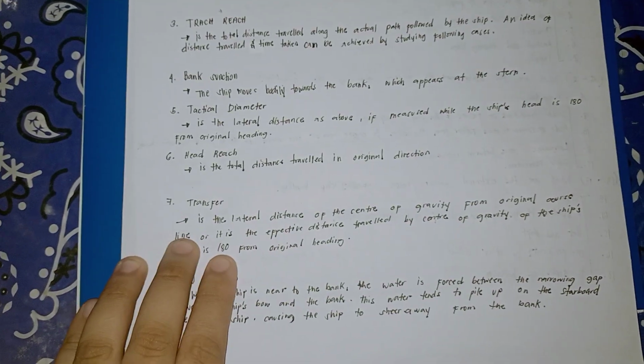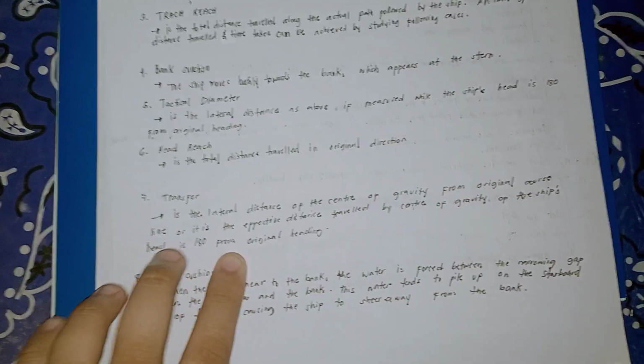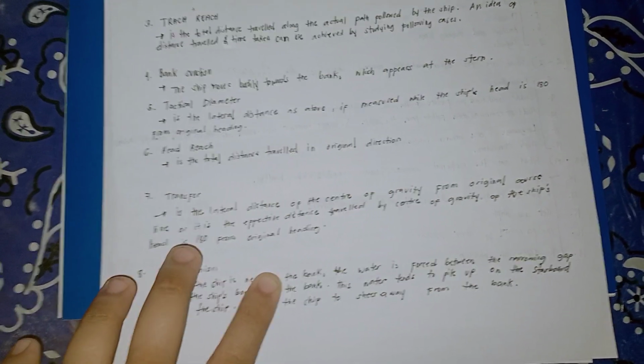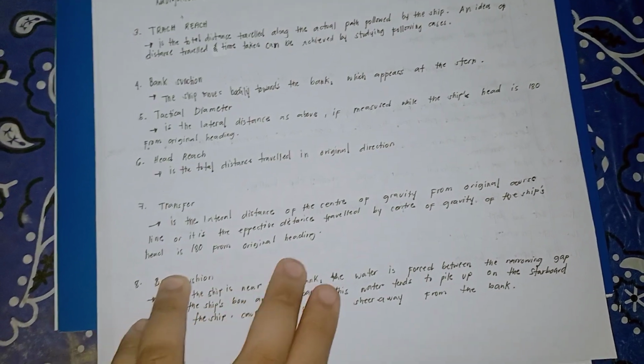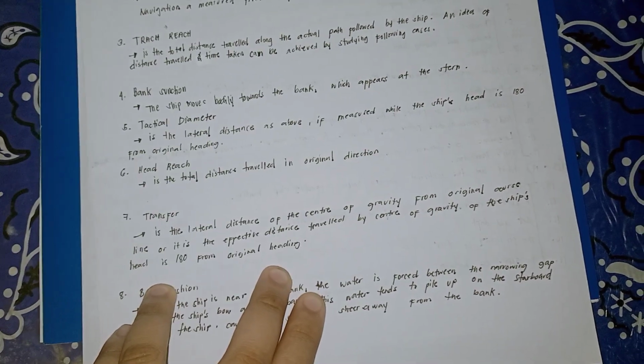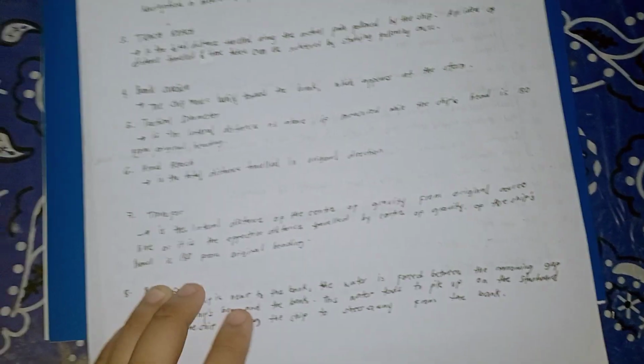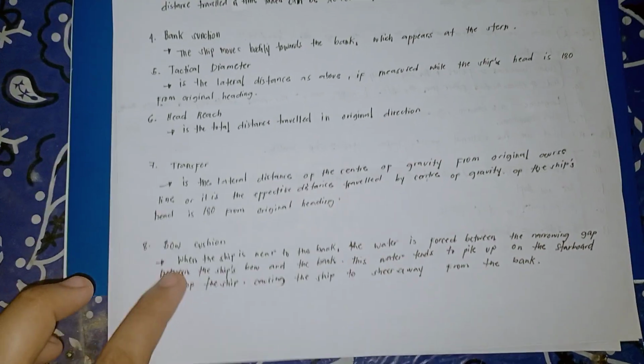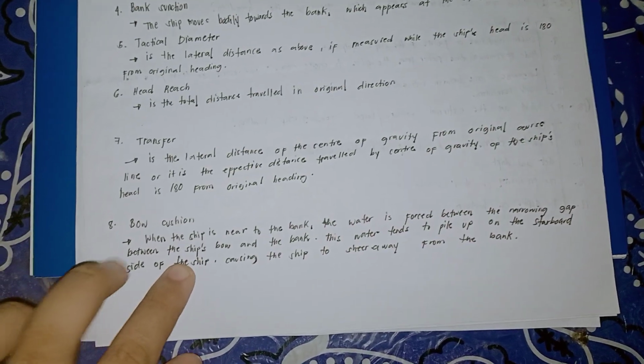So transfer, number 7. Transfer is the lateral distance of the center of gravity from the original course line. It is the effective distance traveled by the center of gravity when the ship's head is 180 degrees from the original heading. We have number 8, bow cushion.